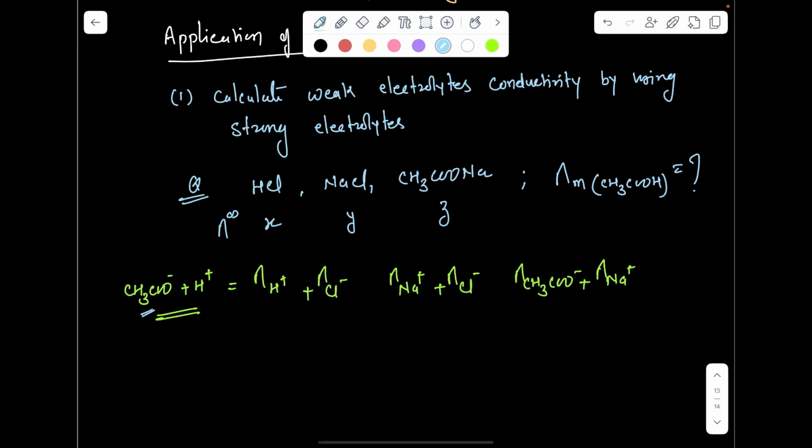We need this one, so we'll put a plus here. We have to remove the sodium, so we will put a minus here.